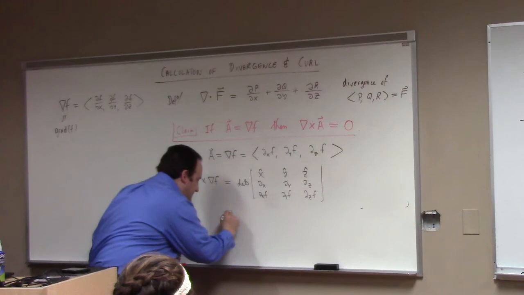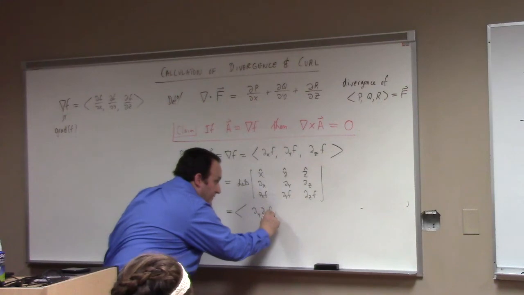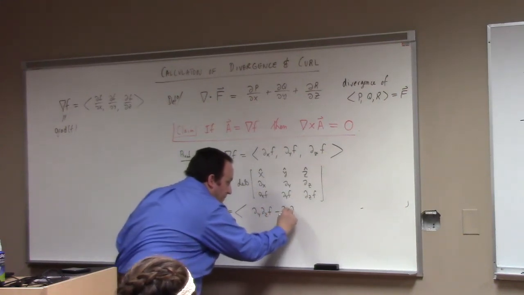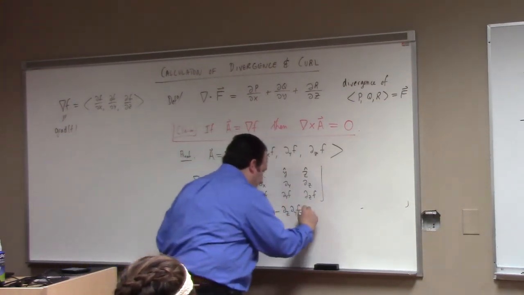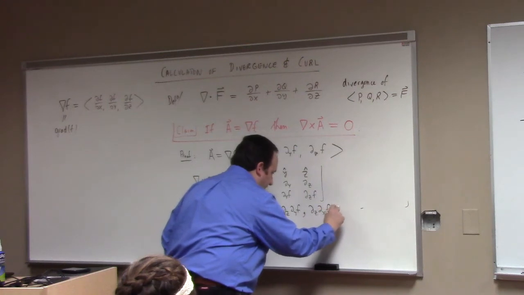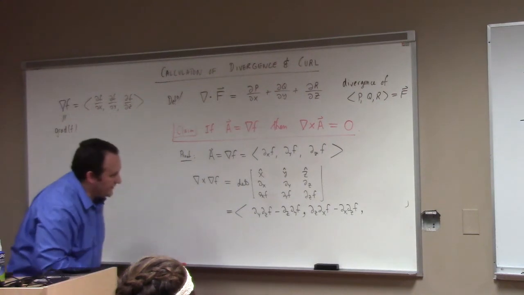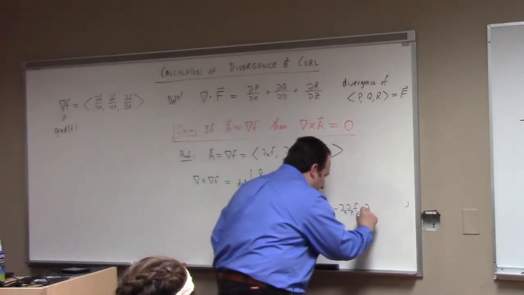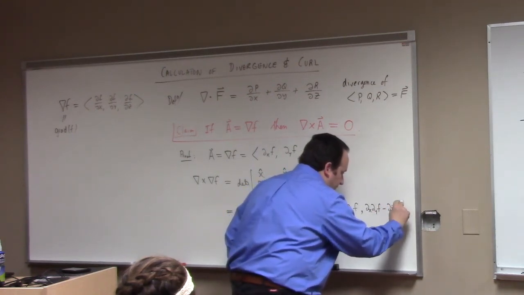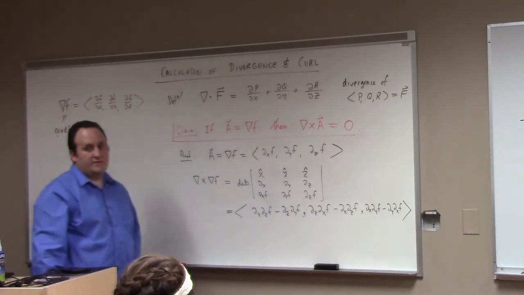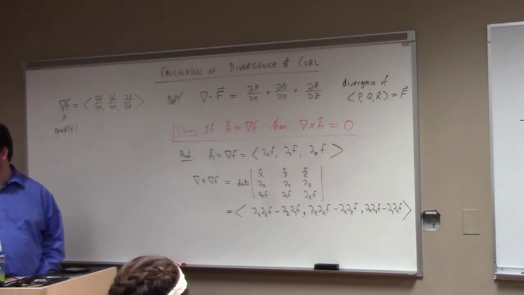So what's that? What do we got here? We've got partial y partial z f minus partial z partial y f. Then for y, I've got partial z partial x f minus partial x partial z f. And then for the z component, I've got partial x partial y f minus partial y partial x f. But what do we know about partial derivatives? Can you guys see it? I can't tell. Okay.